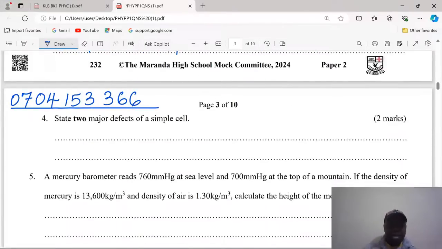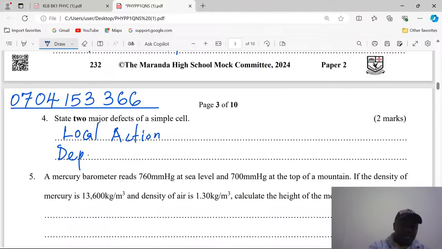State 2 major defects of a simple cell. We're just stating them. This is local action. And there is also polarization. Polarization is overcoming it.